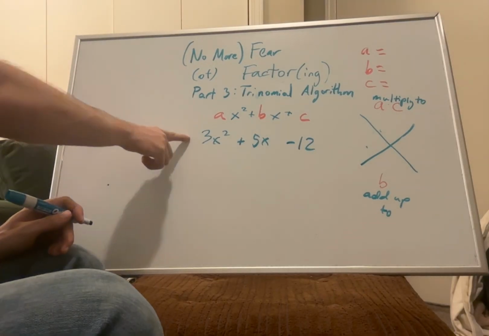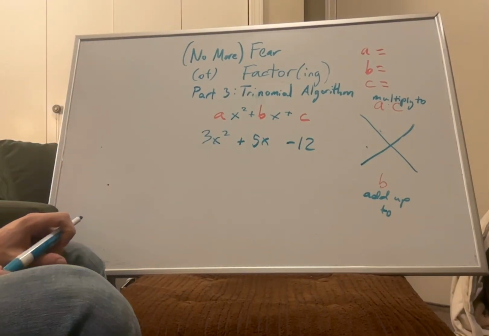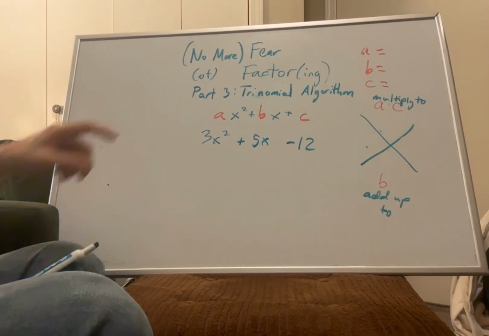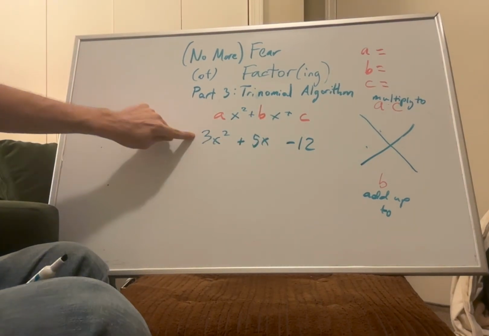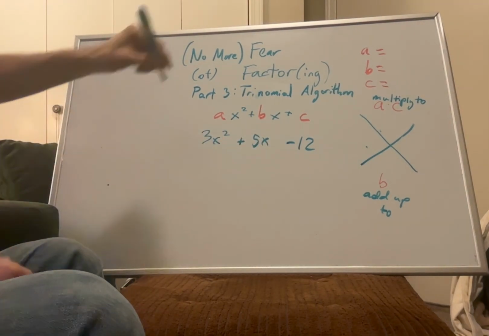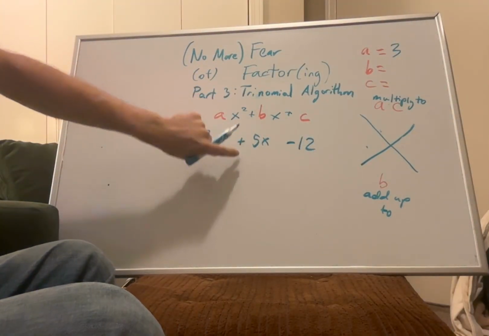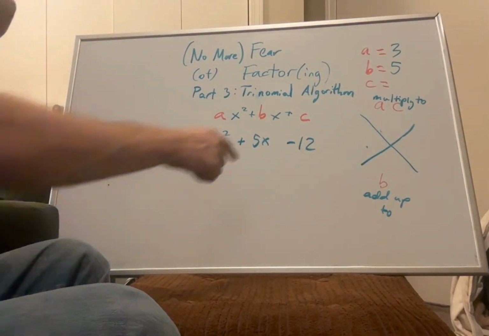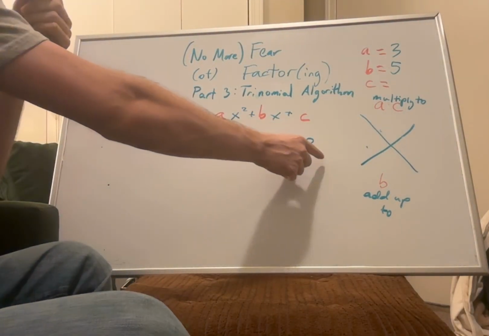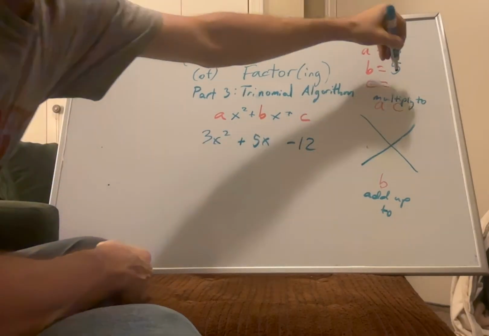So notice here, 3x squared plus 5x minus 12. The first thing I like to do is identify what a, b, and c are. In this case, a is the number in front of our x squared term, which is going to be 3. B is the number in front of our x term, which is just going to be 5. And then lastly, c is what we call our constant term, just the number without a variable, which is minus 12.